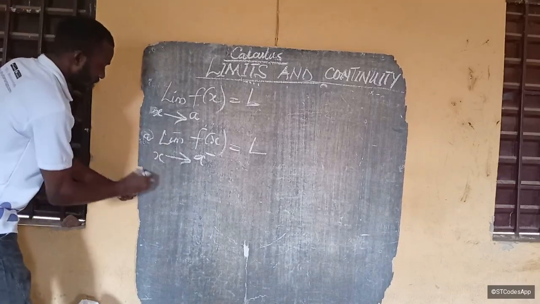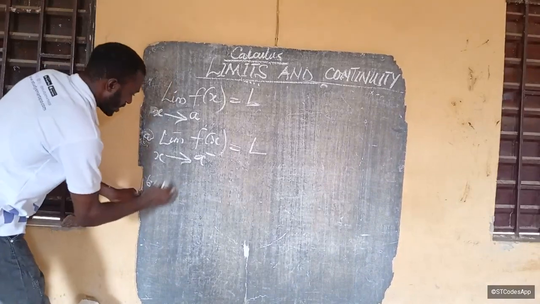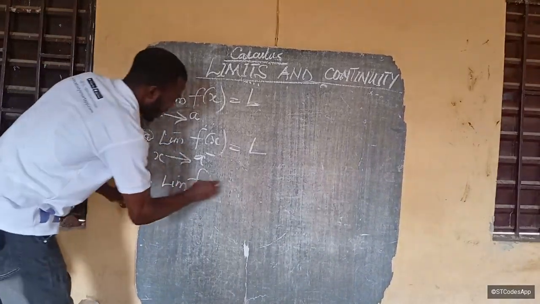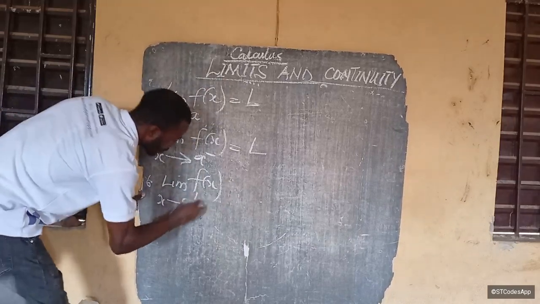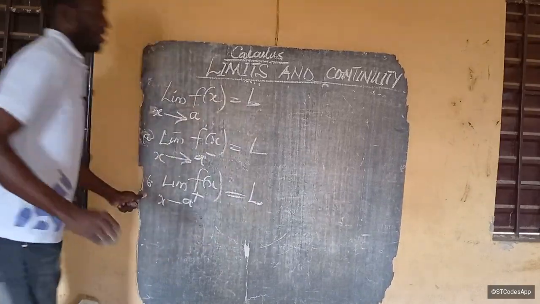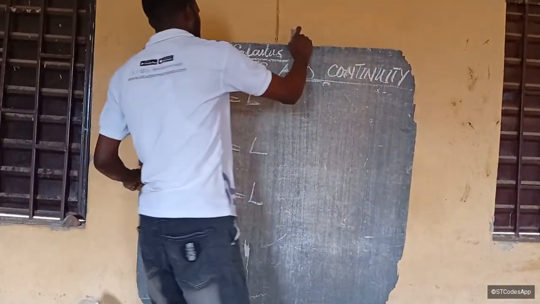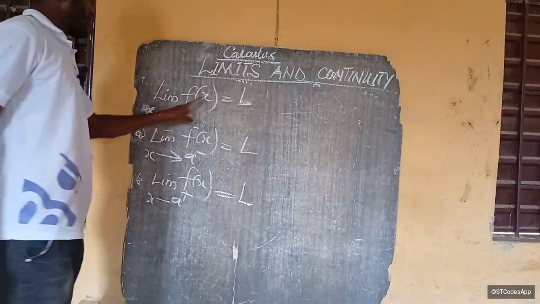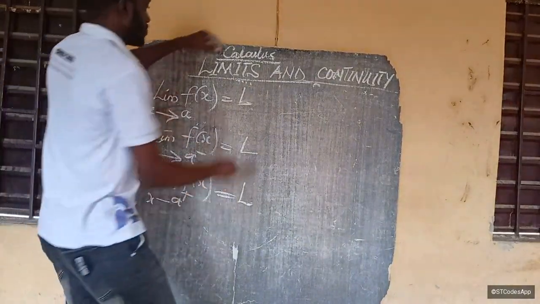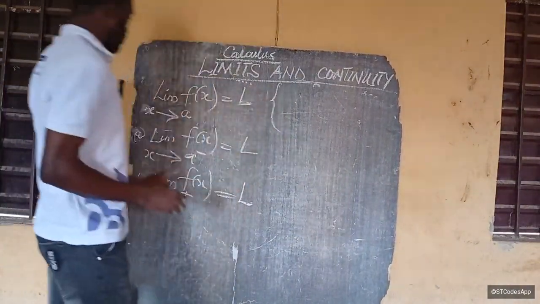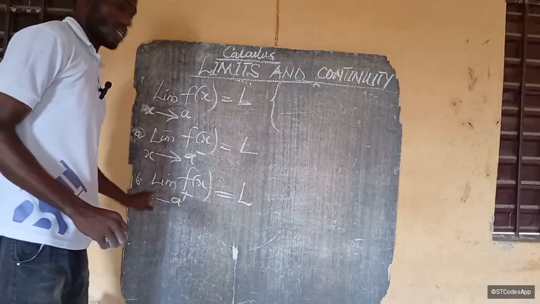So let's say this was A and this was B. We'll say that this limit of f of x as x approaches A from the positive side should also be L. Is that clear? So the way we write this is that if the limit of f of x is equal to L as x approaches A, then these two values must be equal.